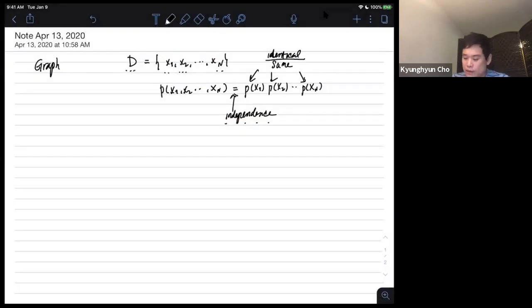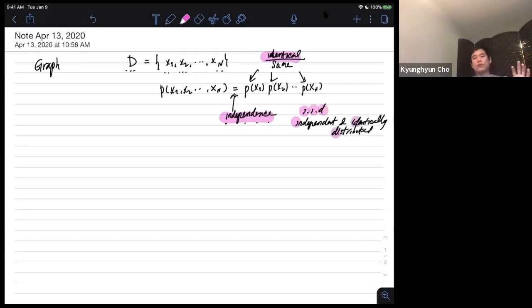So what does identical mean? As I said, there is only a single distribution from which we sample x1, x2, and xn, every single one of them. And when we combine these two conditions, we call this condition IID: independent and identically distributed. This is a very classical assumption that we make when we look at the data set in traditional machine learning.